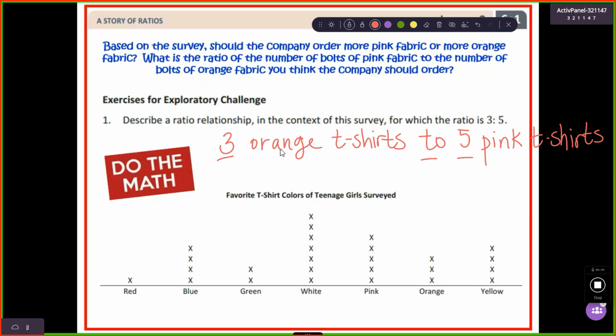Okay, what did y'all get? 26. So please write that down before we move on.